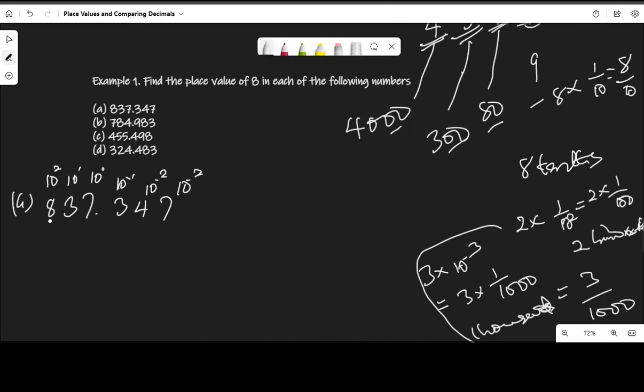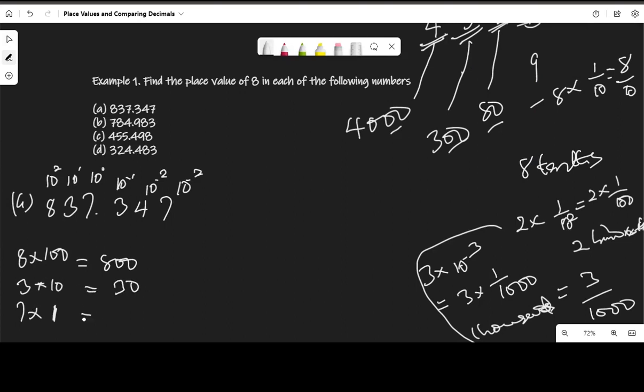So this 8 here, that is 8 times 10 to the power 2, which is 100. And then 3 will be 3 times 10 to the power 1, which is 10. 7 will be 7 times 10 to the power 0, which is 1. Let me clean that and rewrite it correctly. So 8 times 100 is 800. 3 times 10 is 30. And 7 times 1 is 7. And so the number is, of course, 837. So the place value of 8 is 800. The place value of 3 is 30. The place value of 7 is 7.